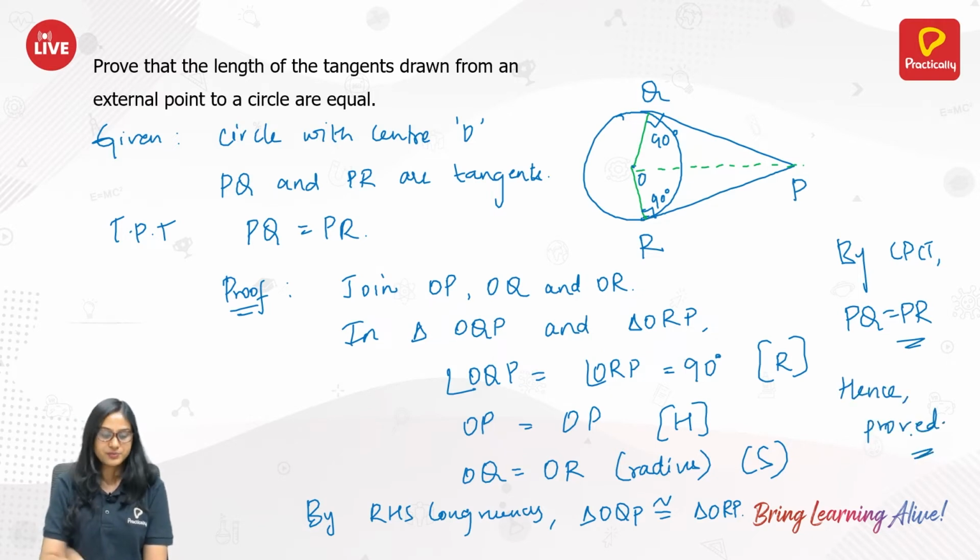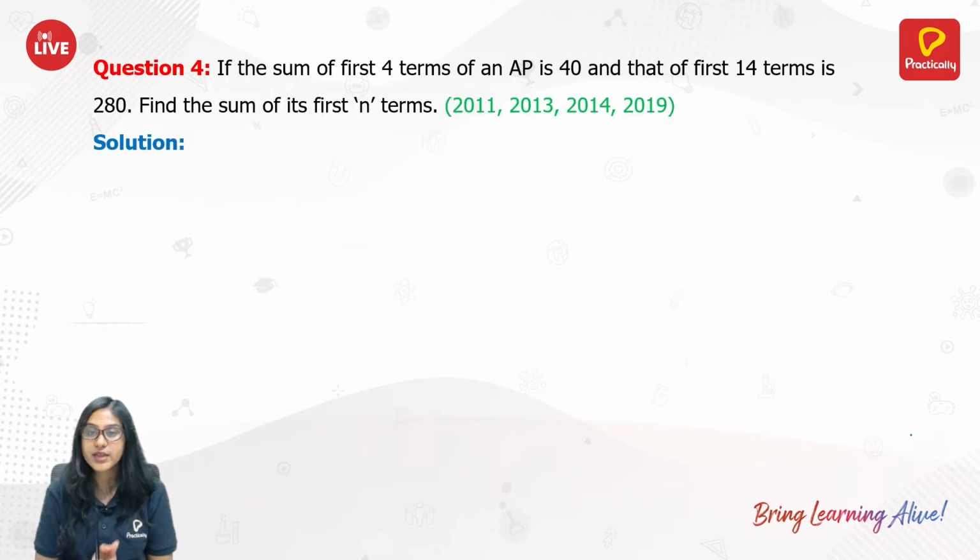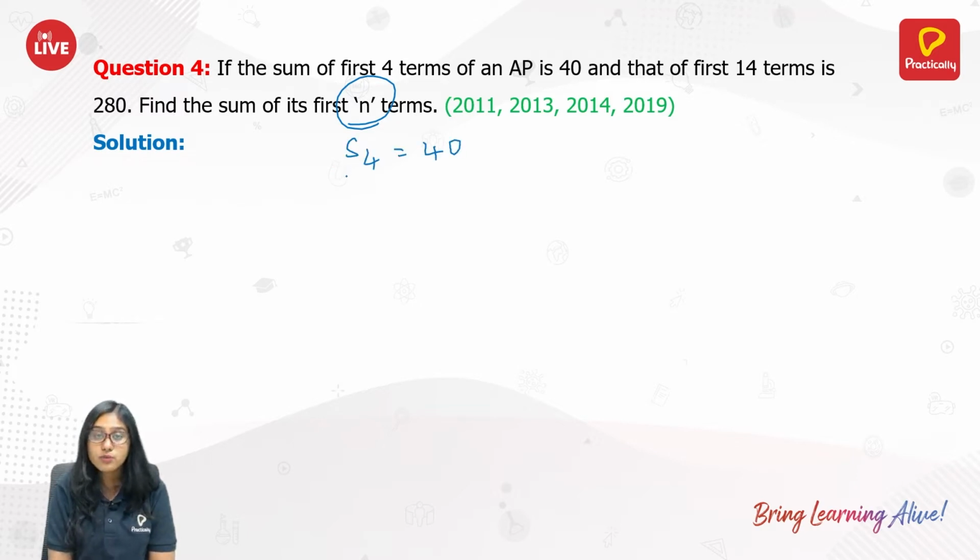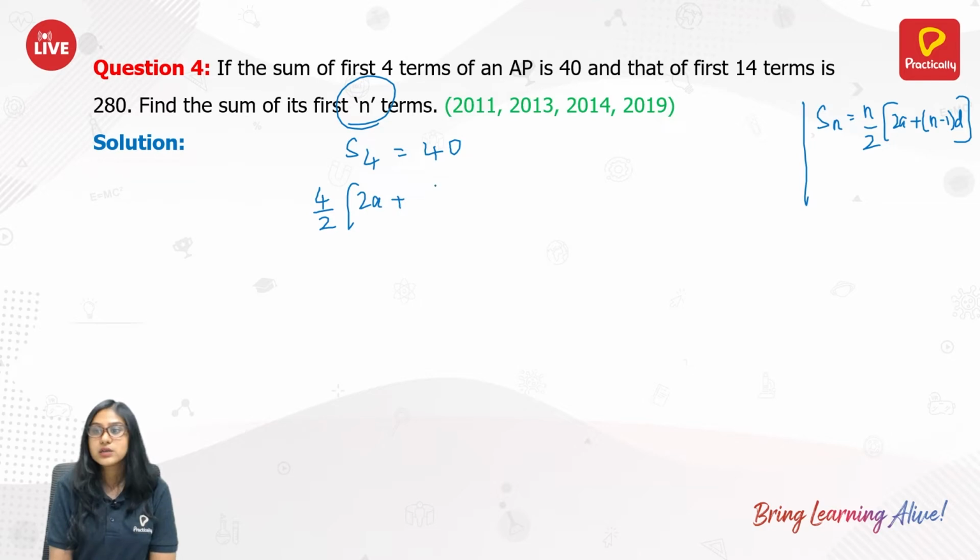Hence proved. Done. Next, if the sum of first 4 terms of an AP is 40 and that of first 14 terms is 280, find the sum of its first n terms. Alright. What is given is S4 equals 40. And what is the formula to find the sum of first n terms of an AP? Sn equals n by 2 of 2a plus n minus 1 into d. So we will be using the same thing. So S4, so 4 by 2 of 2a plus 4 minus 1, that is 3d, equals 40. So 2 times, 2a plus 3d equals 40 by 2, 20.